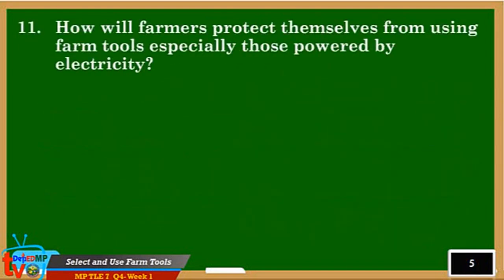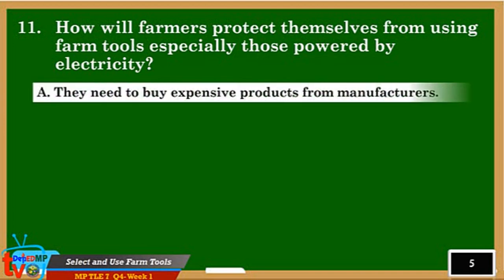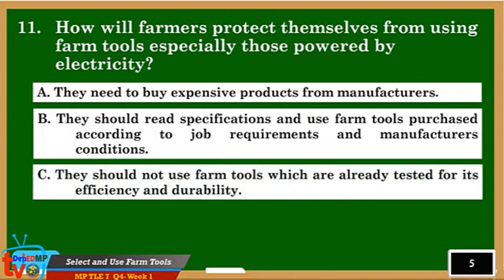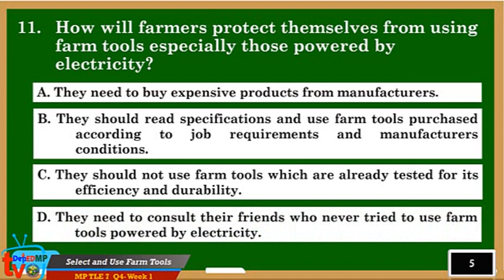Number 11. How will farmers protect themselves from using farm tools, especially those powered by electricity? A. They need to buy expensive products from manufacturers. B. They should read specifications and use farm tools purchased according to job requirements and manufacturer's conditions. C. They should not use farm tools which are already tested for its efficiency and durability. And letter D. They need to consult their friends who never tried to use farm tools powered by electricity.